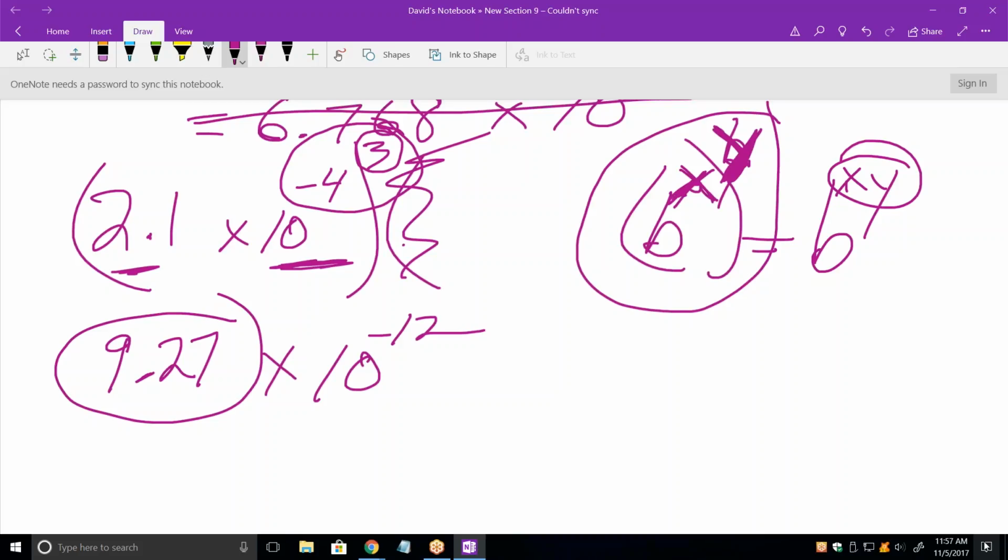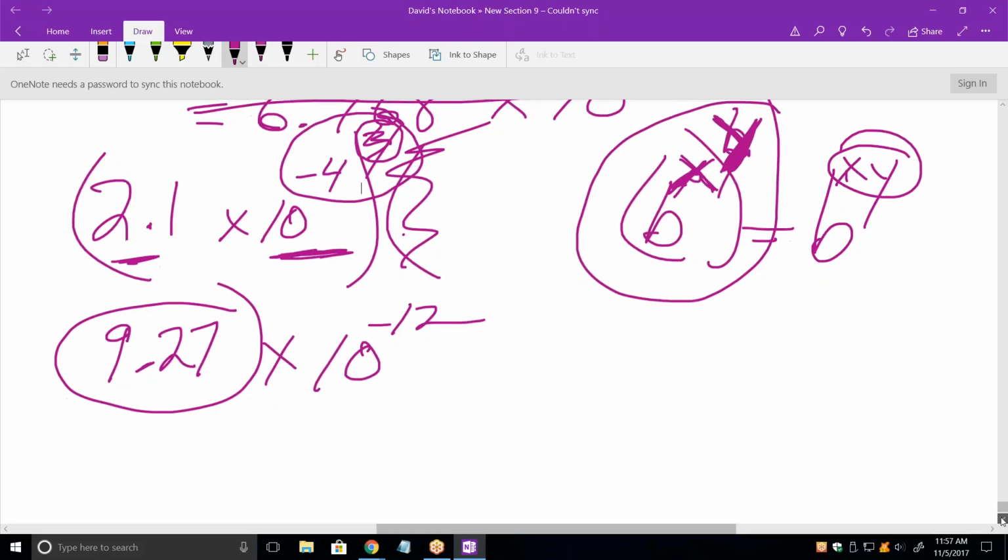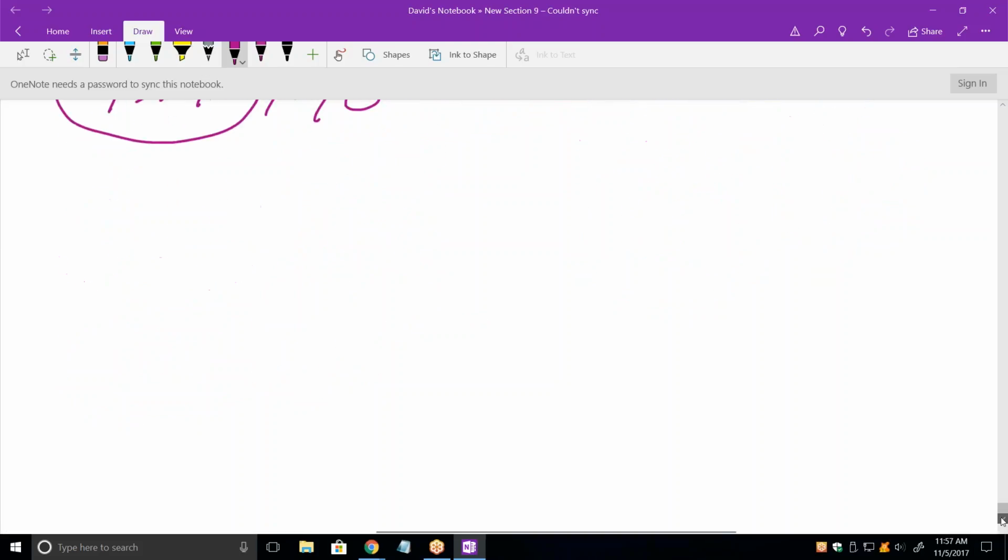Good thing they didn't make that to the fourth, because if that had been to the fourth, this number would have been like 16, and then we would have had to change it. All right, what else you got? Definitely have time for one more.